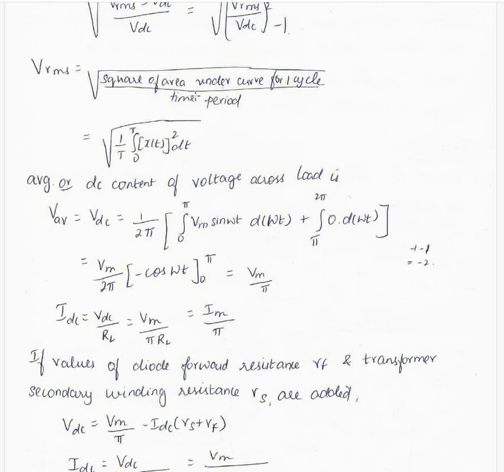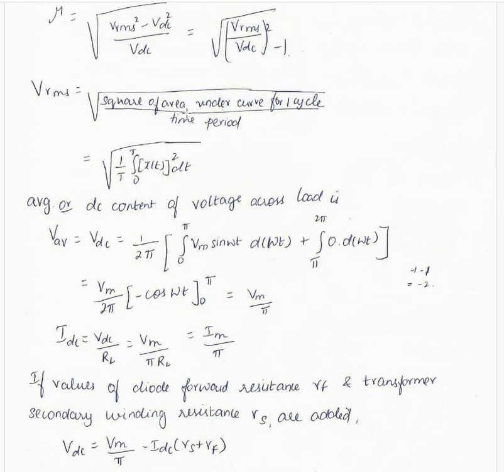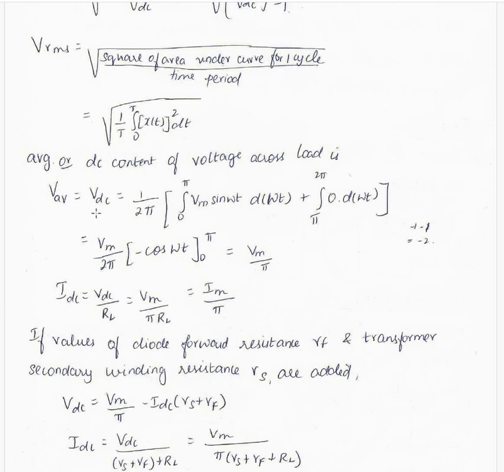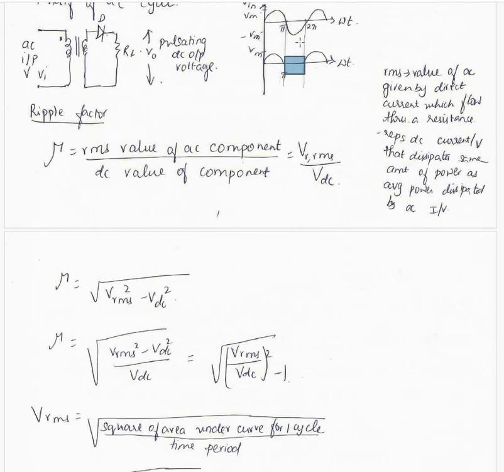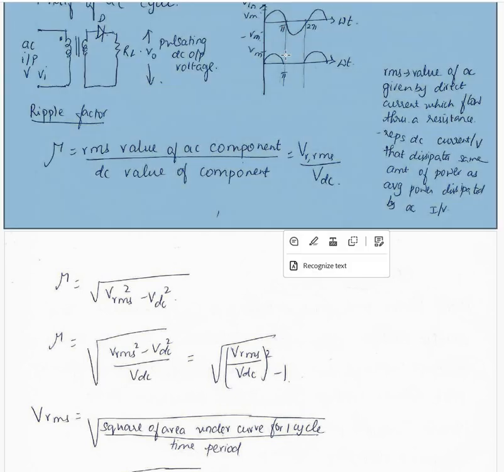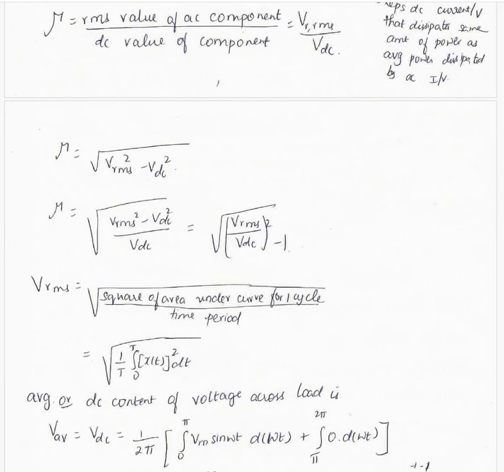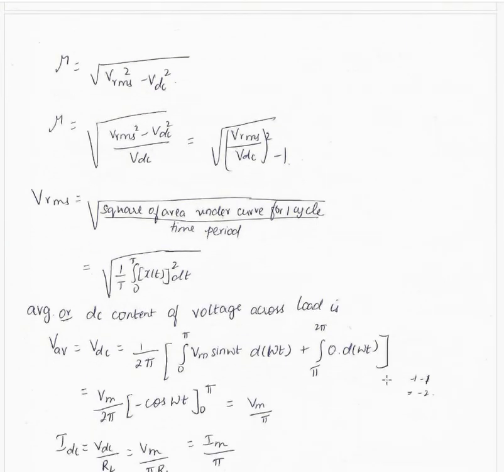VRMS is the square root of the area under the curve for one cycle divided by the time period T. So it is root of 1 by T integral x of t whole square dt. The DC or average voltage VDC is 1 by 2 pi integral 0 to pi Vm sin omega t d of omega t is the output, and from pi to 2 pi the answer is 0. So we integrate in this way.